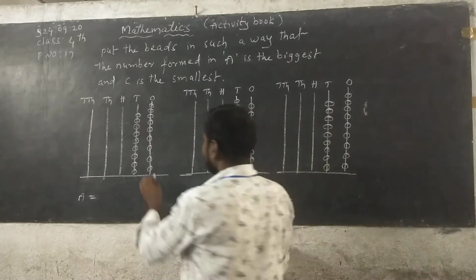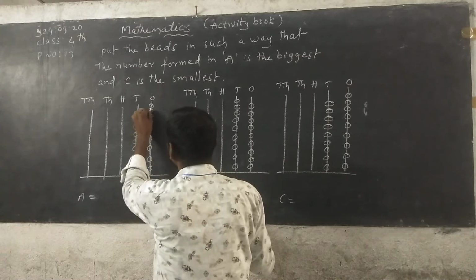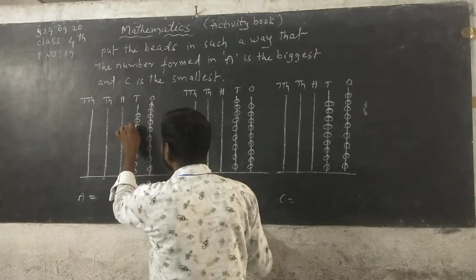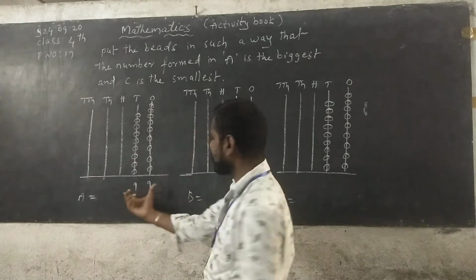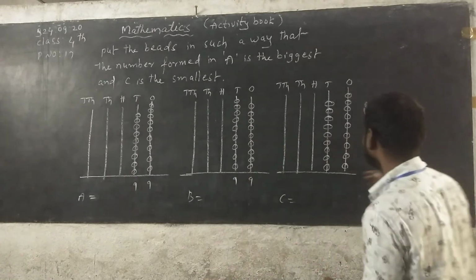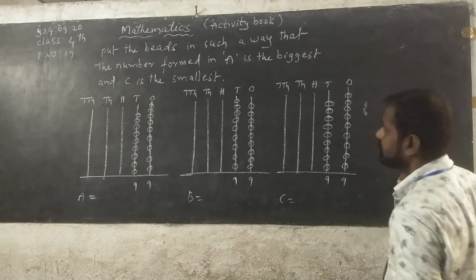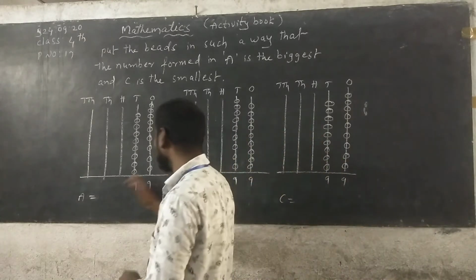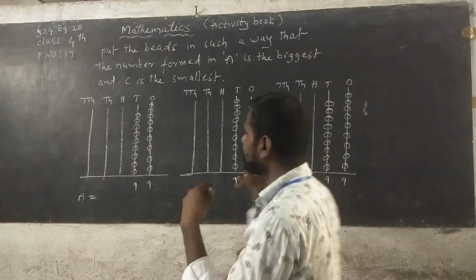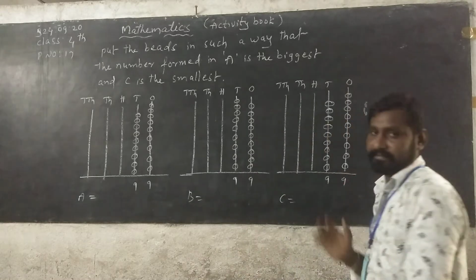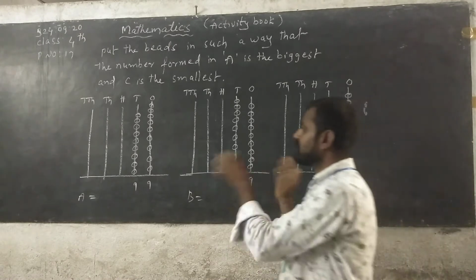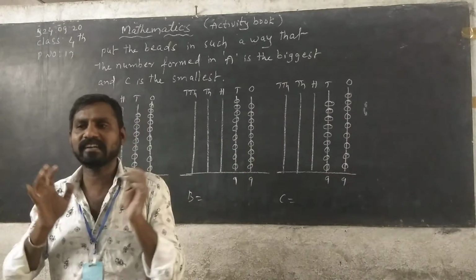See here, 1, 2, 3, 4, 5, 6, 7, 8, 9. Listen carefully. 1, 2, 3, 4, 5, 6, 7, 8, 9. So this is 99. This is also 99. This is also 99. So according to our condition, it is not correct. A is the biggest number and C is the smallest number. So A is 99, B is 99, C also 99. The given three numbers are equal. So the condition is not satisfied.